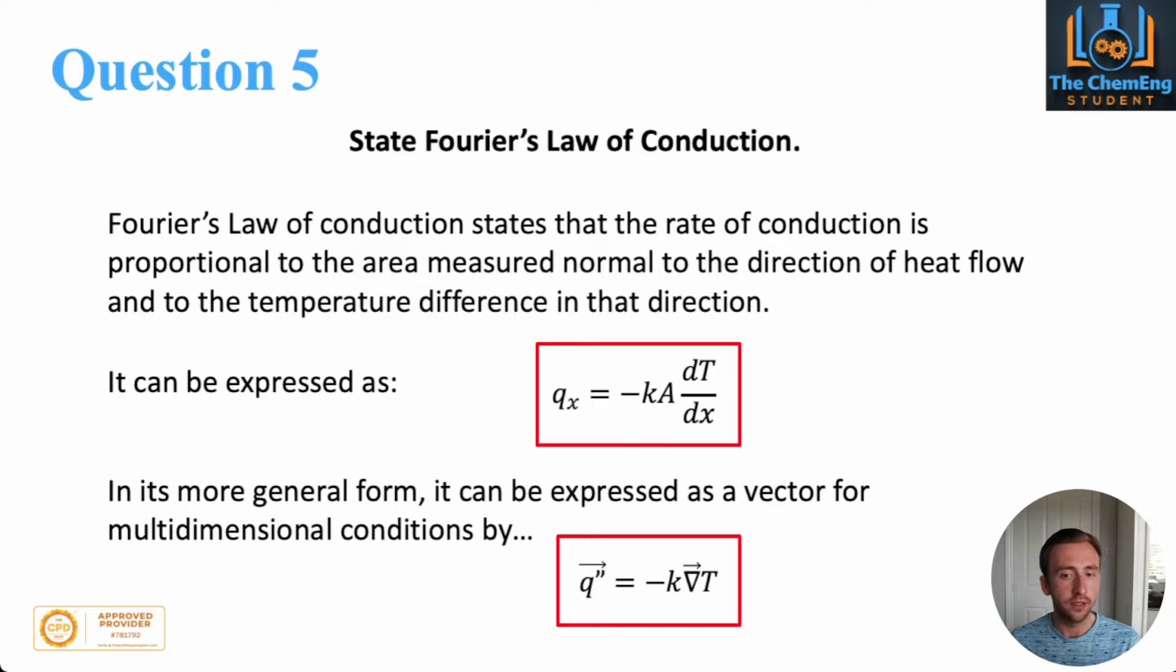Now, in its more general state, it can be expressed as a vector for a multi-dimensional condition, and it's presented by this equation here. The reason you know it is a vector quantity is we have q double prime, but we also have the arrows indicating that we have a mathematical vector. But the first equation is usually the one that we as engineers would use, because we would assume a one-dimensional model. So again, another thing you could add in is that this equation works in one dimension.